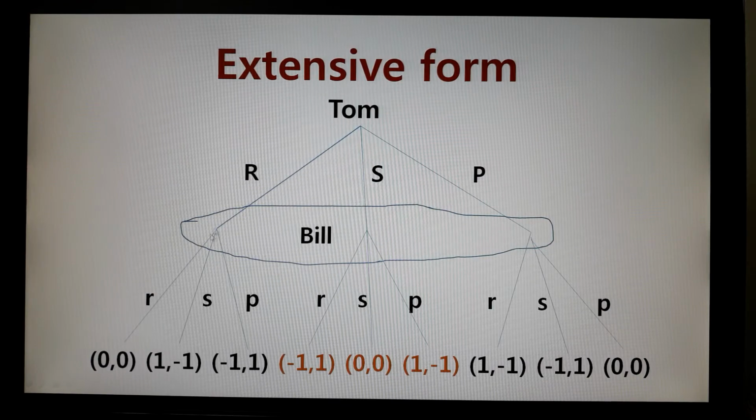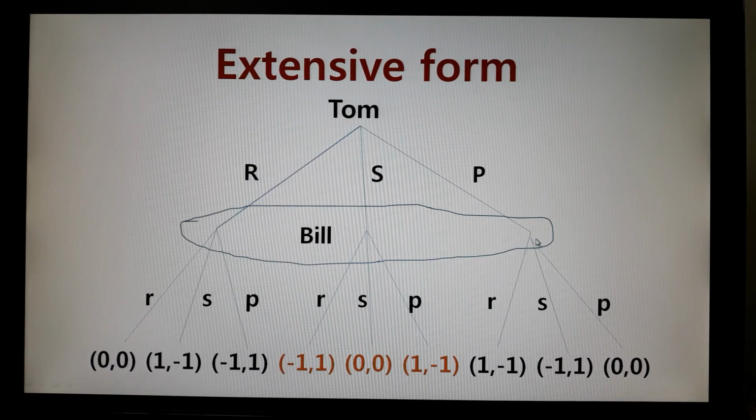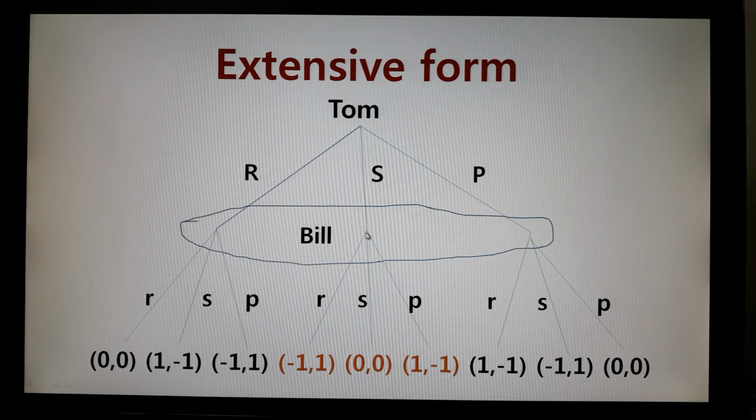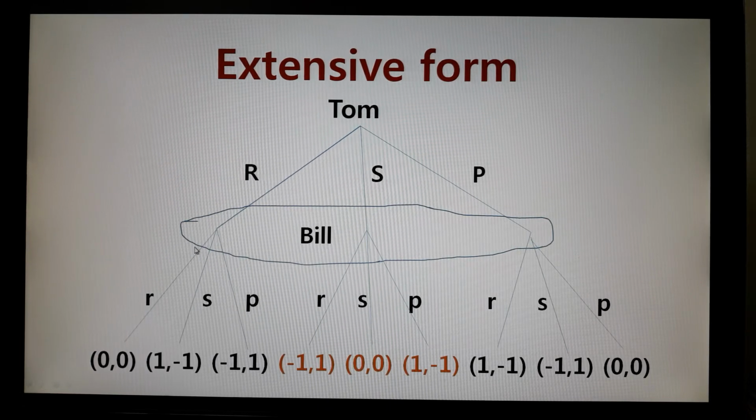One thing I want you to notice is this. I draw this. What is this? Anyway, a kind of circle around these three points. This in game theory means Bill cannot tell whether Tom chooses rock, scissors, or paper. So whenever the second player in an extensive form game chooses something and you find this circle, it means the second player cannot see what the first player does.